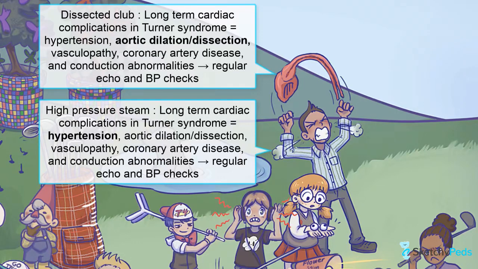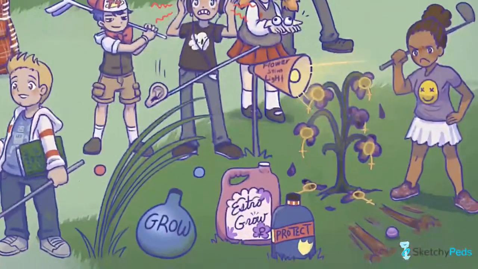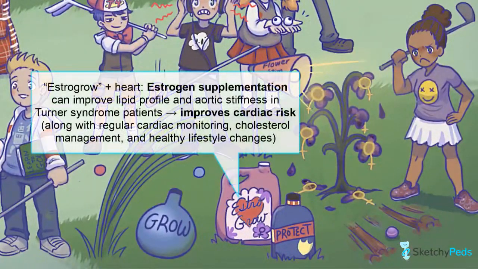Other possible cardiac problems include progressive vasculopathy and coronary artery disease, long QT, and other conduction abnormalities as well. Even if the initial cardiac imaging tests are negative at diagnosis, all patients with Turner syndrome should have a repeat echocardiogram, or better yet, a cardiac MRI if they can tolerate it without anesthesia, at least every 5 years in childhood and every 10 years in adulthood, as well as routine blood pressure monitoring at every medical visit.